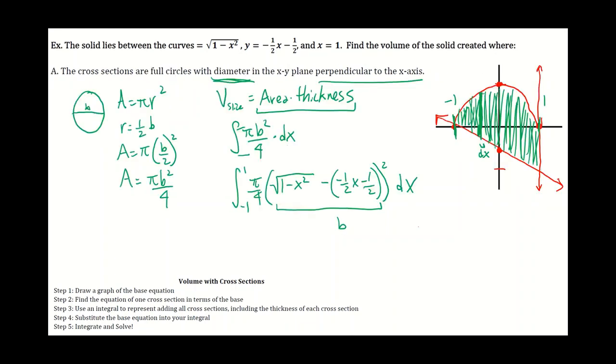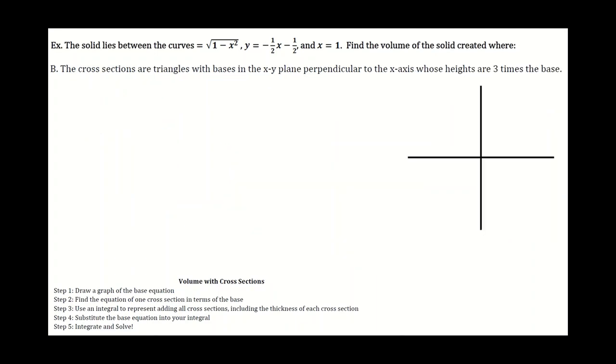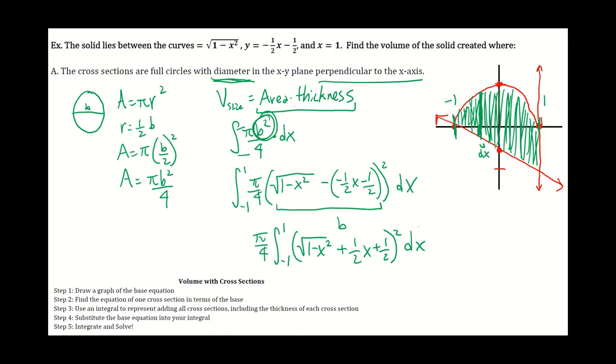So you don't need to try to simplify this anymore. You cannot distribute the squared. What you can do, if you want to, is take out the pi over 4 part and then distribute the negative so that you have plus 1/2 x. But that still needs to be in parentheses with the squared on the outside because it was the whole base squared. And then the thickness is dx. And then you can just plug it into a calculator to calculate what the volume actually is.